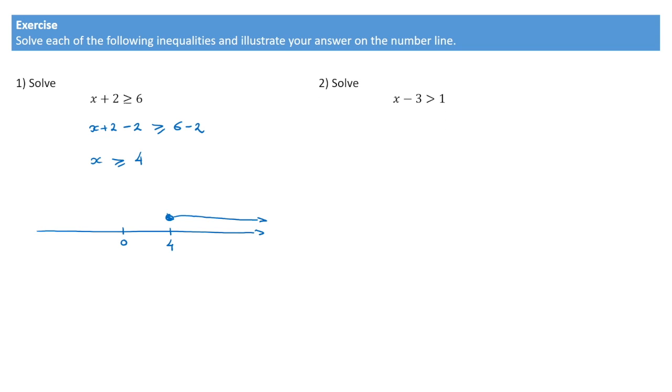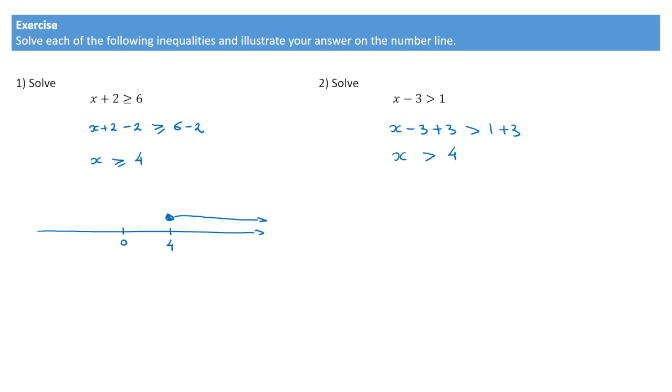x minus 3 greater than 1. Well, here 3 is being subtracted from x, so to get rid of the 3, we need to add 3 to both sides. That would look like x minus 3 plus 3 greater than 1 plus 3. We're left with x greater than 4.